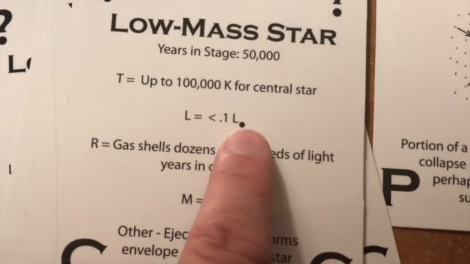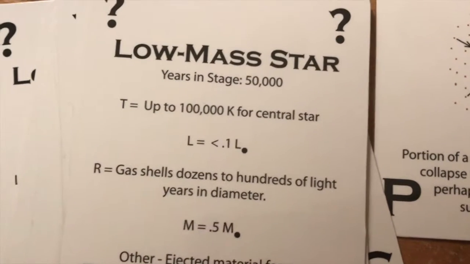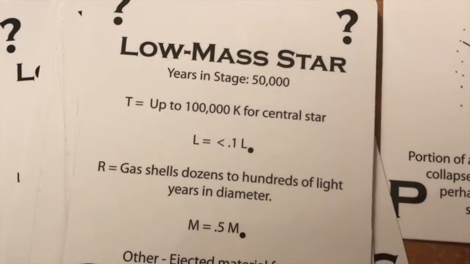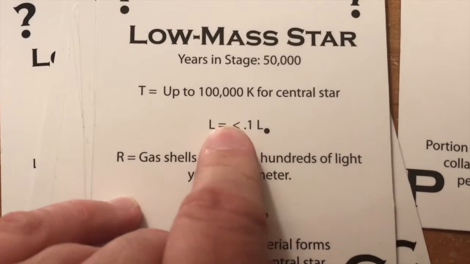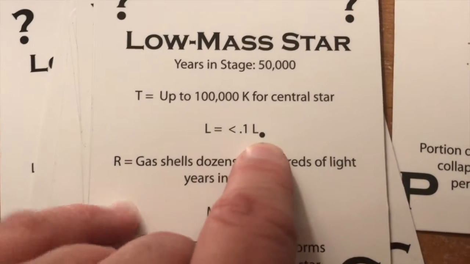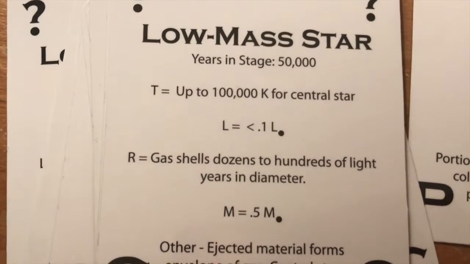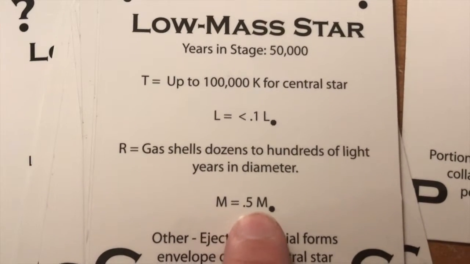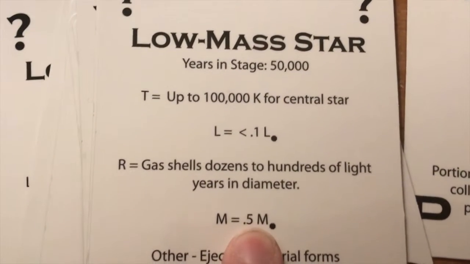Now these 2 numbers, with the L with a circle next to it and M with a circle next to it, refer to the luminosity of our sun and the mass of our sun. So in this case, we're talking about the less than symbol, 0.1 luminosity of our sun. So we're talking about something that's very, very dim. Here we're talking about 0.5, the mass of our sun. So we're talking about something that's very small and half the mass of the sun.